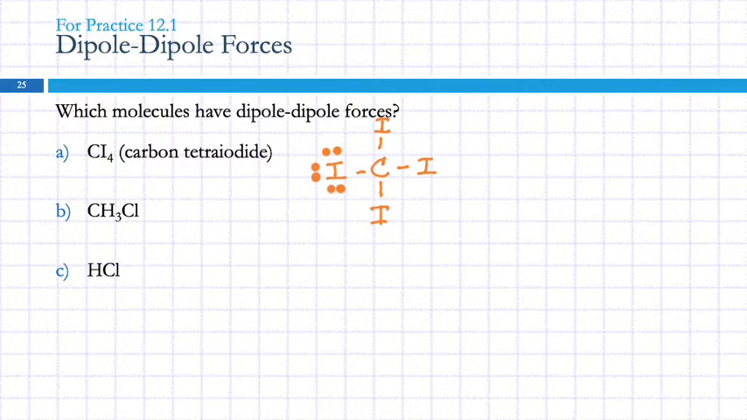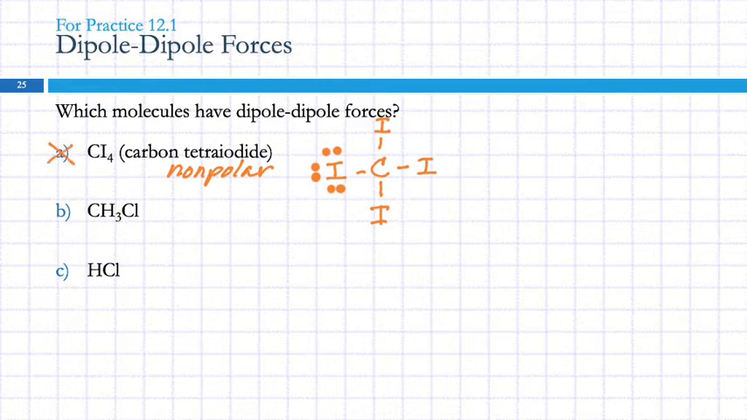But here is where you can use those shortcut rules. So we look at this and we ask ourselves, are there any lone pairs on the central atom? No. Okay, that's condition 1. Are all of these atoms the same? Yes, that's condition 2. This is symmetrical. So even though the carbon-iodine bond is polar, because it's symmetrically shaped, as they're pulling on each other, they cancel each other out. So that means that this is nonpolar. Does it have dipole-dipole forces? No.